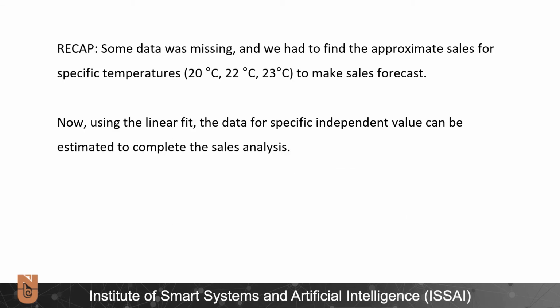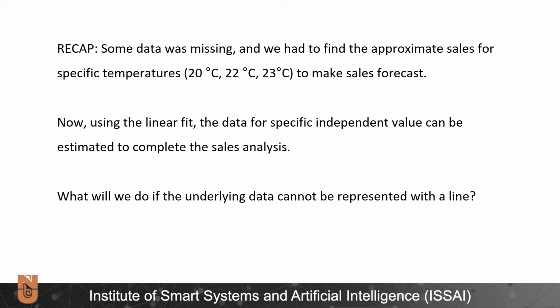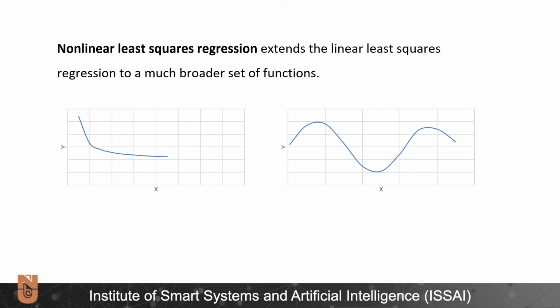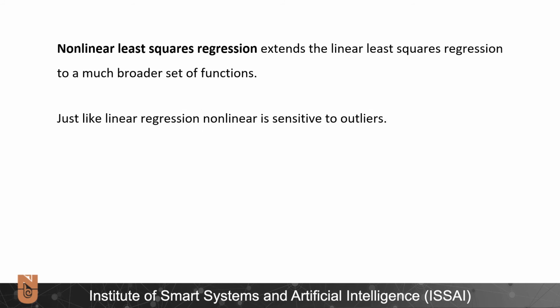Let's come back to our problem statement. We had to make a sales forecast, but some data was missing, and we had to find the approximate sales for those specific temperature values. And now, using the equation we have obtained, we can find the approximate sales values for those temperatures. The example we have considered has been modeled by a linear function, but what will we do if the underlying data cannot be represented with a line? Here comes nonlinear least squares regression that extends the linear one to a much broader set of functions. Just like linear regression, nonlinear is very sensitive to outliers.